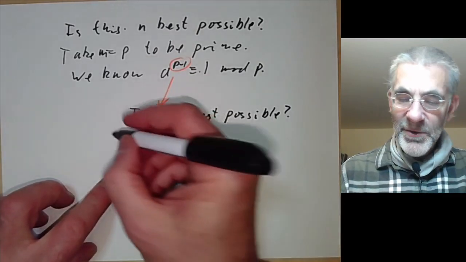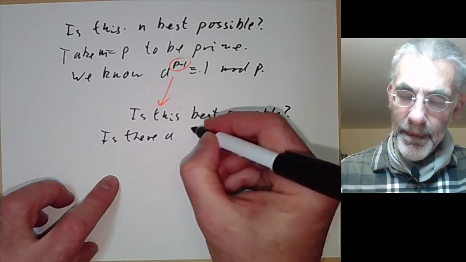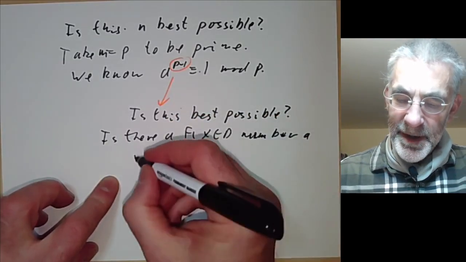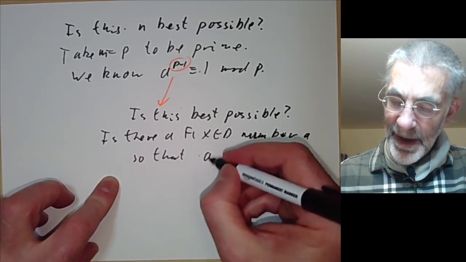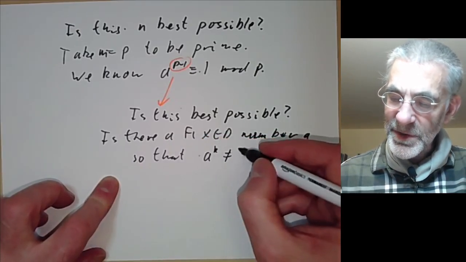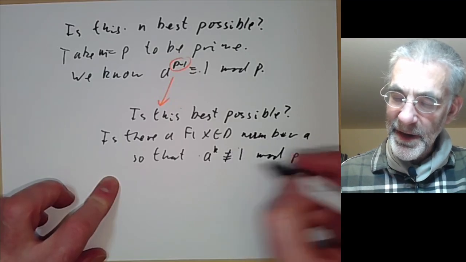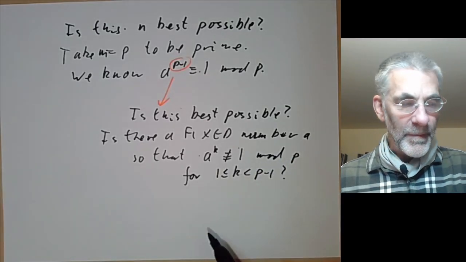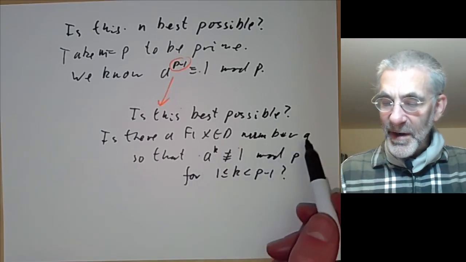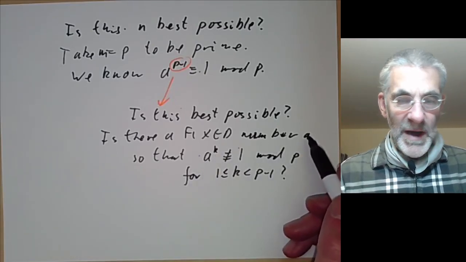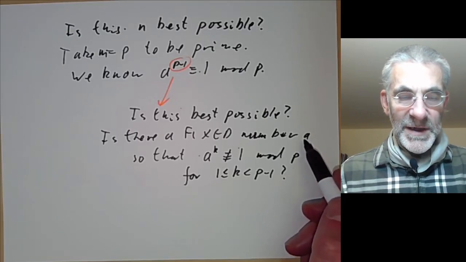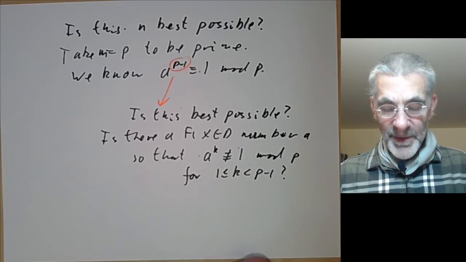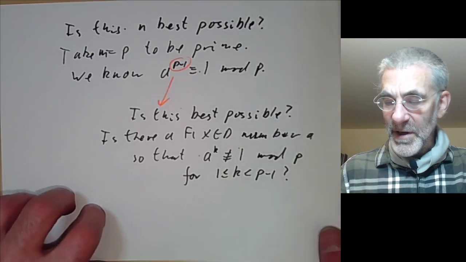And we can ask more generally, is there a fixed number a so that a to the k is not congruent to 1 modulo p, for k at least 1 and less than p minus 1? If we can find a number like this, it will be called a primitive root. And primitive roots exist, but it's actually a bit tricky to prove they exist. In fact, Euler never quite managed to do this properly. So next lecture we'll be talking about primitive roots.